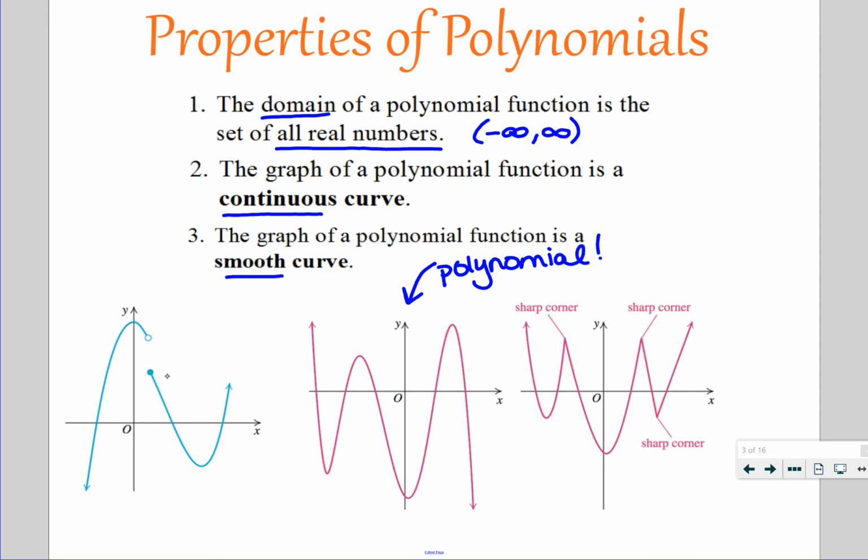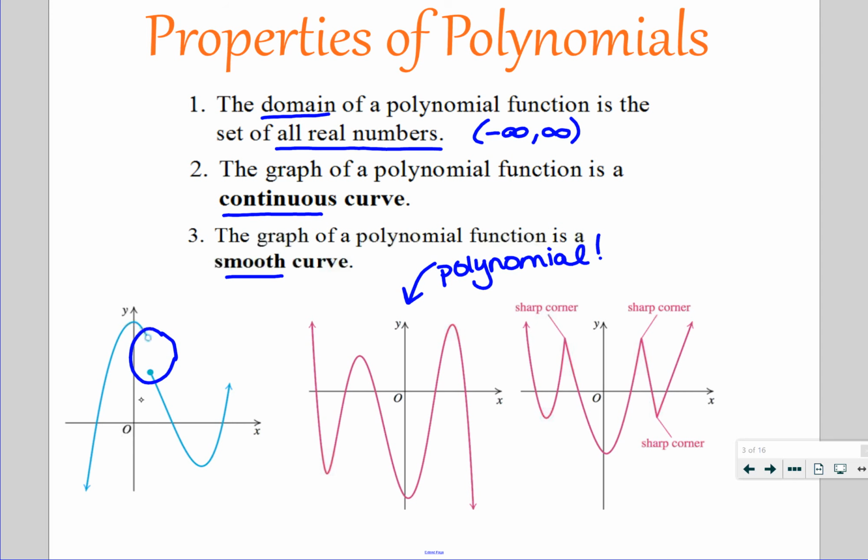So the graph on the left, you'll see, is not a continuous curve because we have a gap in the graph. Even though the domain of this would be all real numbers, there's no x values that don't have a y that go with them on this graph. Because we have that gap, we say that it is not continuous, so it is not a polynomial.